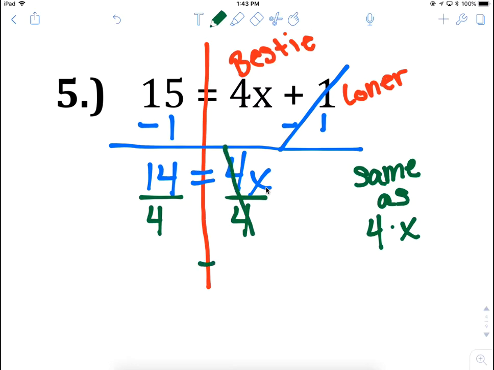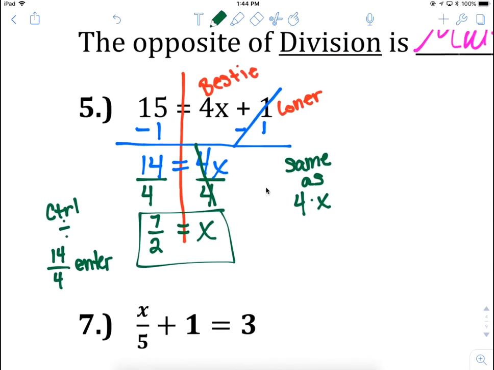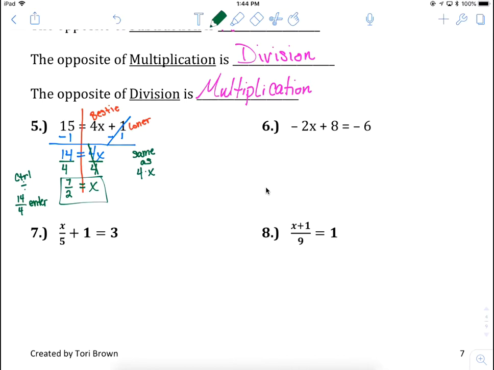Therefore, we have just 1x left over. They cancel it out. But 14 doesn't divide by 4, not evenly. So if I type in my calculator, Control Divide, type in 14 over 4, and press Enter, it's going to simplify that fraction, and it's going to give me 7 over 2. This is the answer I expect to see in your notes. Same example answers that I expect to see on your homework. Okay. Let's go ahead and look at number 6.